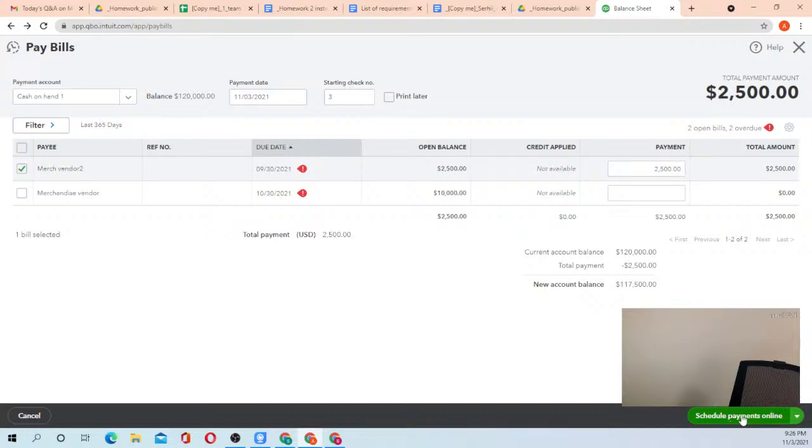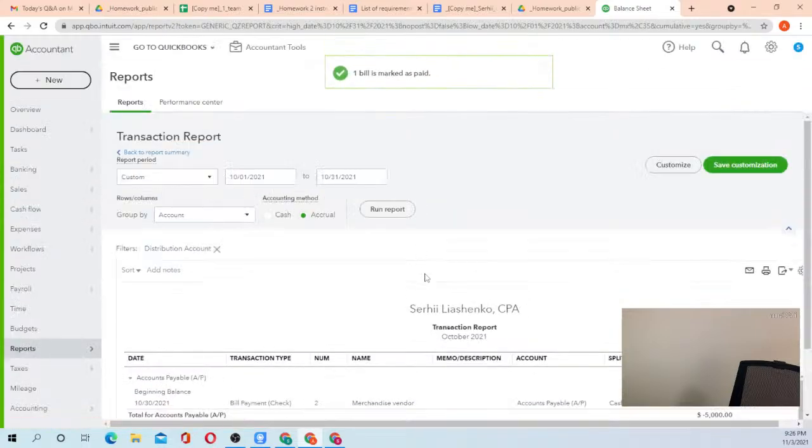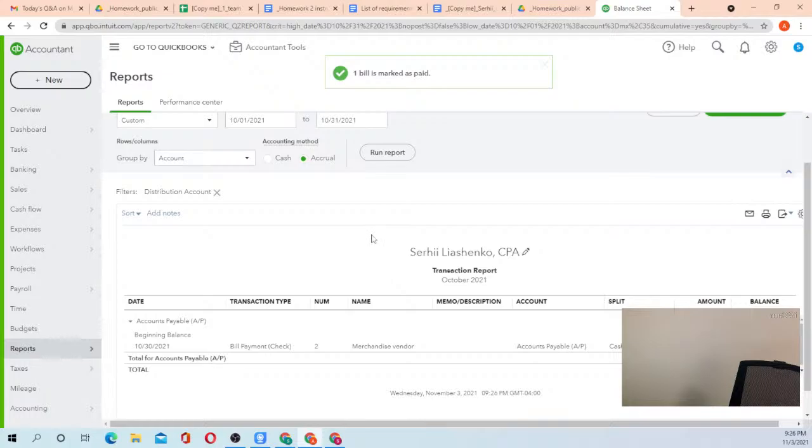So here is a button, schedule payments online. We do not have a bank account connected to our Quickbooks. So we just save and close. That way the bill is paid. This one is also paid.